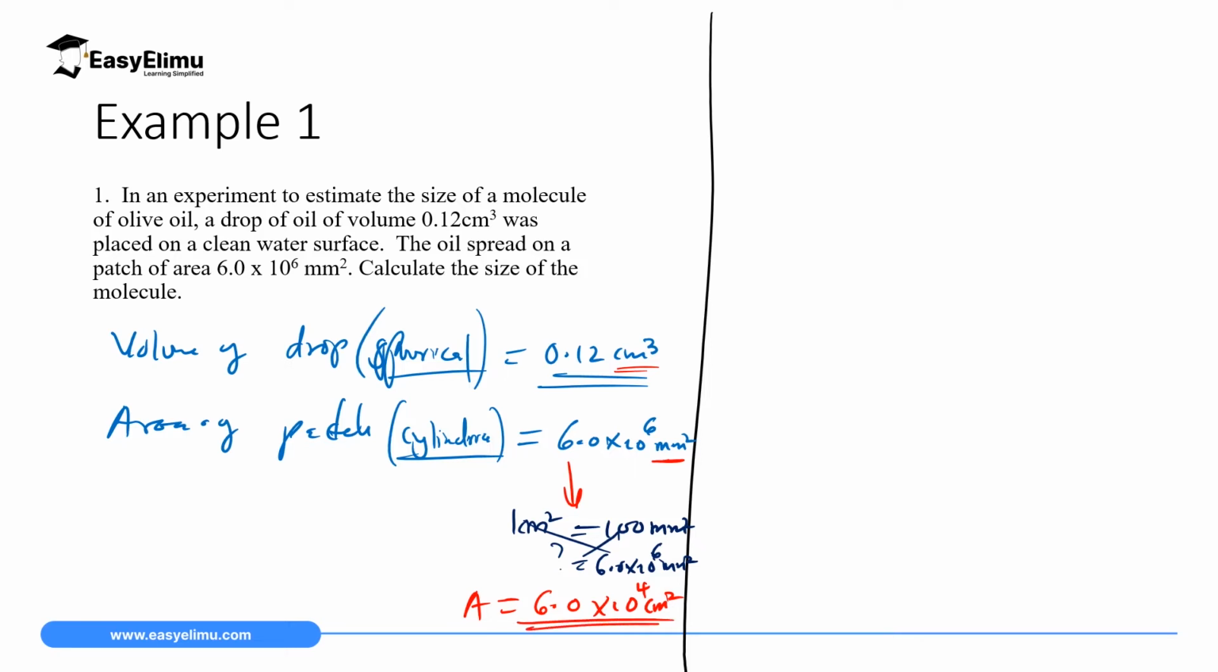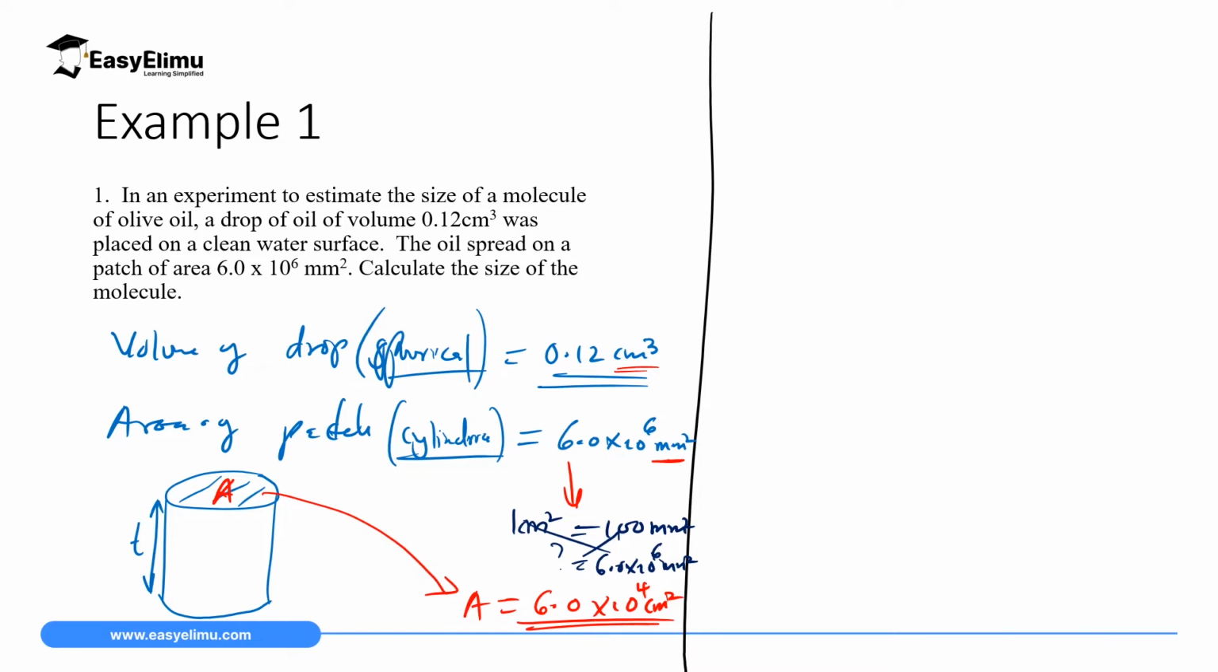However, I want you to note that the patch which is formed is in cylindrical shape, and this shape looks like this. So already we know the area. This area here is the one that we have been given here. Then now they want us to find the thickness, T, that is the height of this cylinder, and that will be the size of the oil molecule.